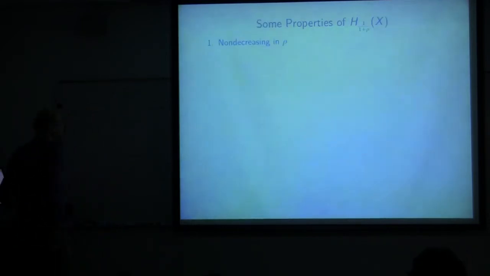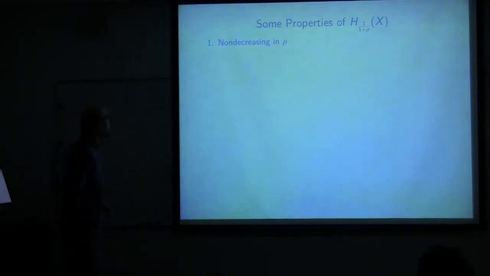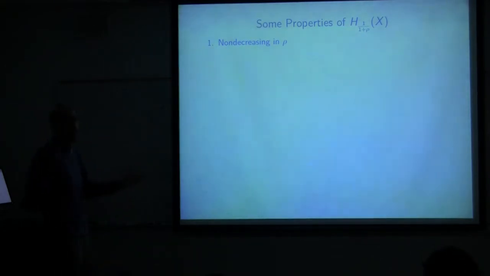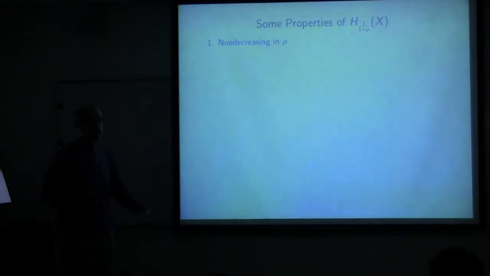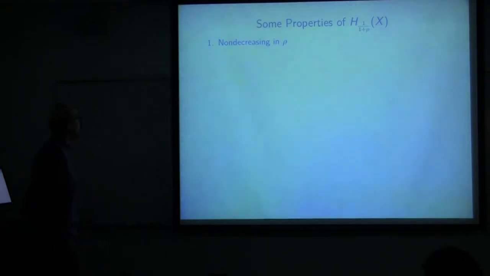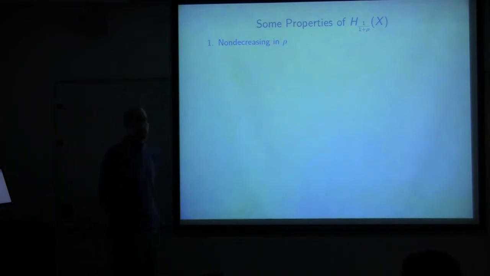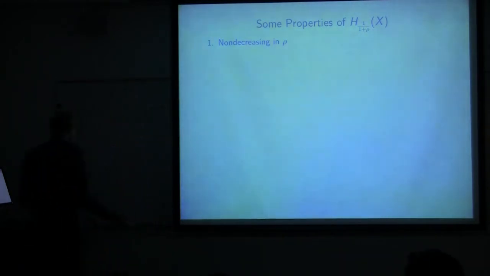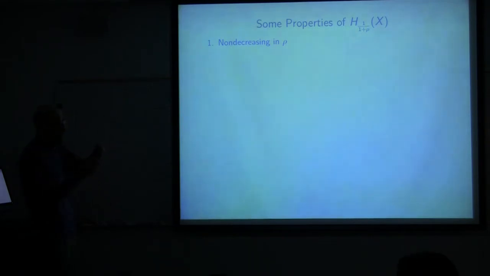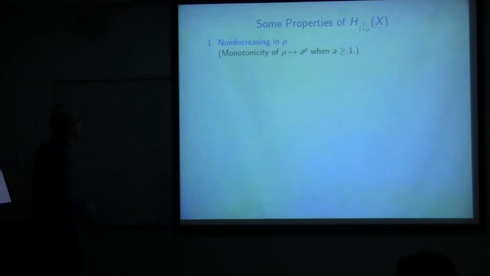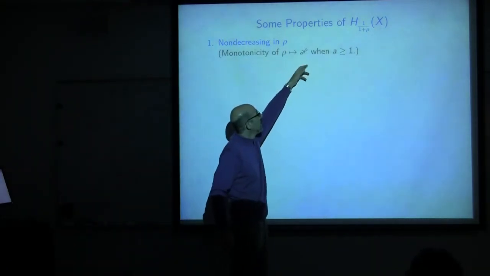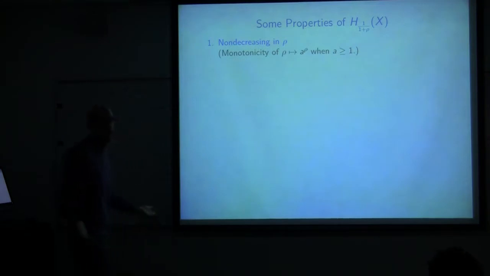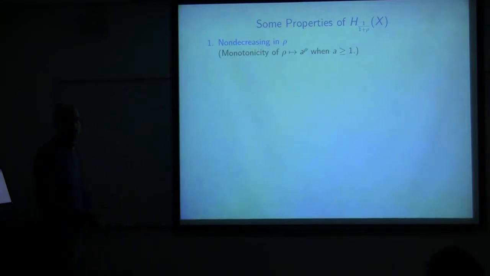Okay, so let me show you, before I give a proof, I'd like to use this characterization or this theorem to derive some of the properties that I promised. So the first property I mentioned is that it's non-decreasing in rho. And of course that's pretty obvious because the list size is greater or equal to 1 and raising something to the rho power is a monotonically increasing function in rho. So essentially the mapping from rho to a to the rho is monotonic when a is greater or equal to 1. So you can get the second moment to be close to 1 and also the first moment to be close to 1.